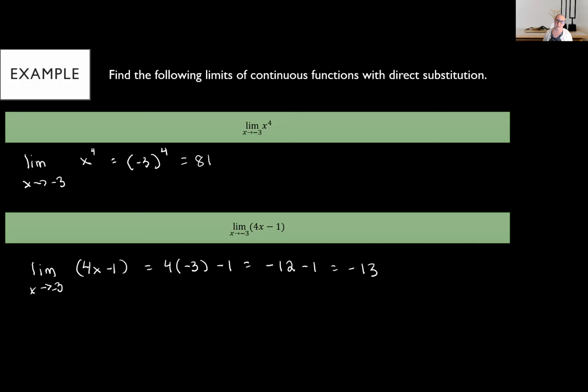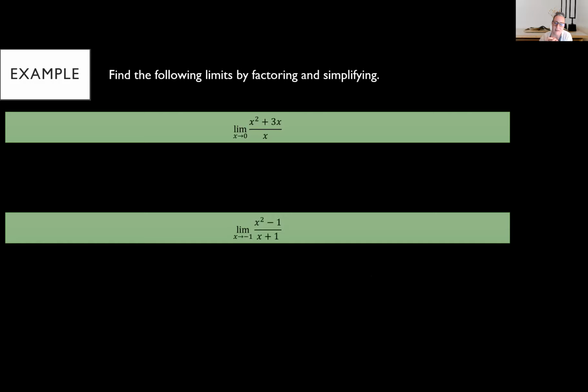So nice and easy as long as it's continuous. And basically, most functions are continuous. So if you have something that doesn't look like a fraction, you're basically okay doing this, and you don't have to worry. It's when we hit the rational ones that we can't do this, and we have to look at different methods. So we're going to do these two by factoring and simplifying.